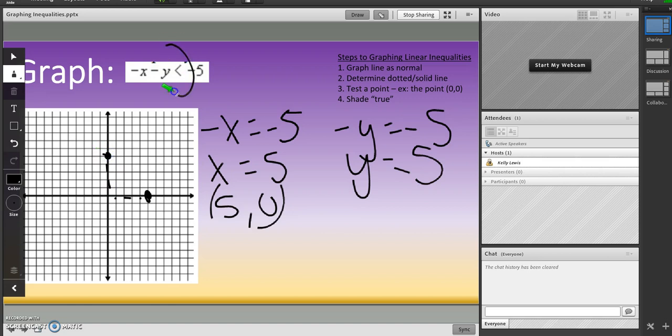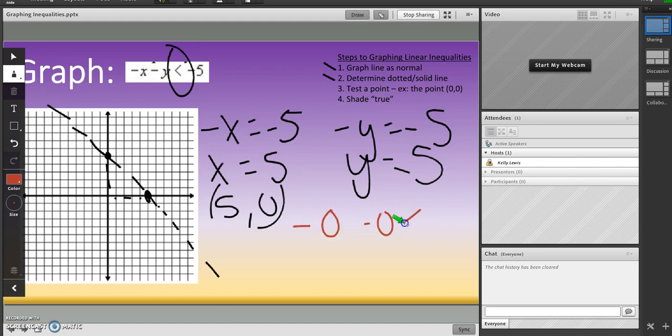Okay, this is not an equal to. That means that it cannot equal any of the coordinates on that line right there. So we did those two. Now we have to test a point. I'm going to test 0, 0.